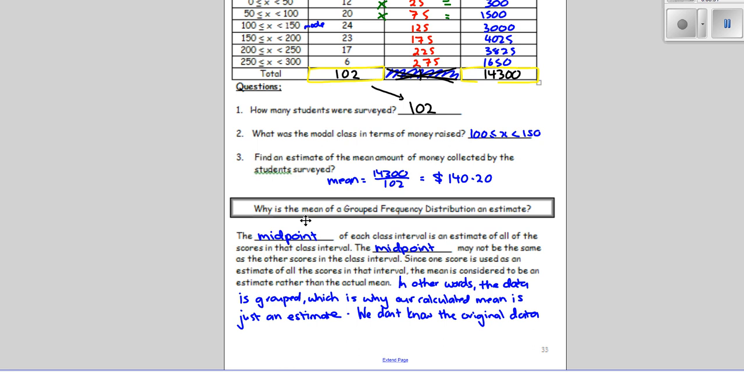So the midpoint is just an estimate of the scores in each class interval. The midpoint may not be the same as the other scores, and it probably wouldn't be, realistically, since one score is used to estimate all the scores in that interval. In other words, the data is grouped, which is why our calculated mean is just an estimate. We don't know the original data list. We don't know what the original real numbers were. So you can always go back and check those answers.